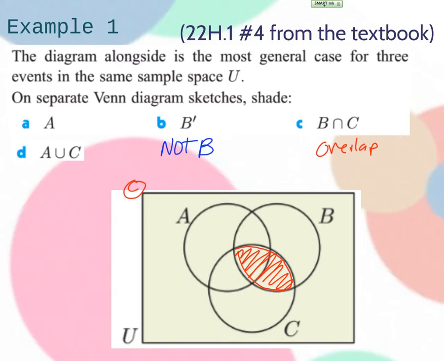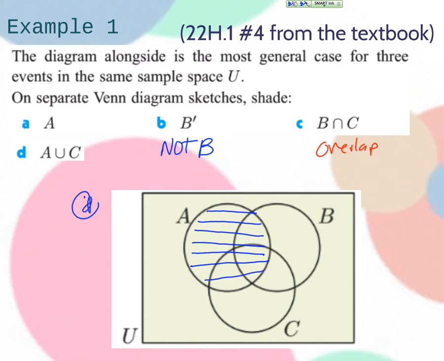One more: not the intersection, the union of A and C. Remember, the one that looks like a U is union, and that is everything that's in A and everything that's in C. So I can do this whole circle for A, and I can also do this whole circle for C. So it includes the overlap and just A and just C.